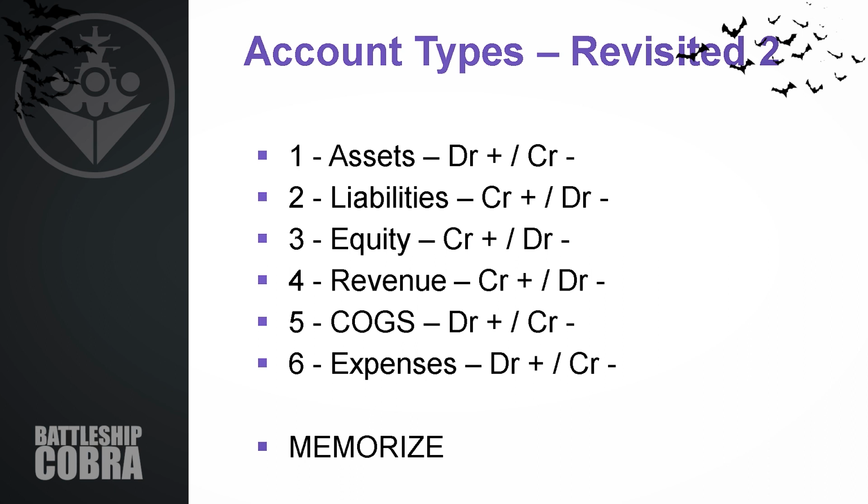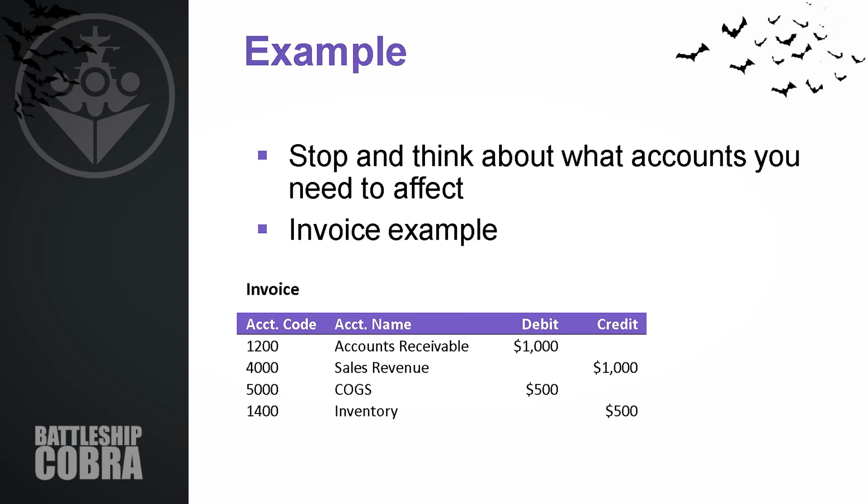You need to memorize it. Assets are number 1, liabilities number 2, equities number 3, revenues number 4, COGS number 5, expenses number 6. Assets are naturally debit balance, liabilities are naturally credit balance, equity is naturally credit balance, revenues are credit balance, COGS are debit balance, and expenses are debit balance. So if you want to think about am I increasing or decreasing, think about this chart and have this next to you. So what we want to do is stop and think.